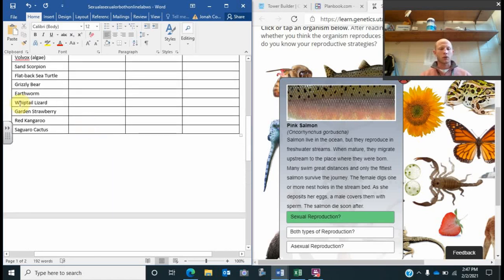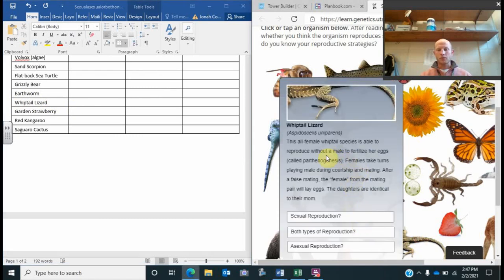So you come down here to a whip-tailed lizard. If you're listening to this later on, you found out that the whip-tailed lizard, this guy right here, you would think that it would be asexual. Like if I didn't even read about this, I would think it would be sexual because it's a large animal, it's complex, has organs, has different tissues and things like that. However, they're only females. All of these whip-tailed lizards are females, and they pretend to mate. And one of the females lays eggs, and the daughters are identical to their mom. And so there's asexual reproduction.